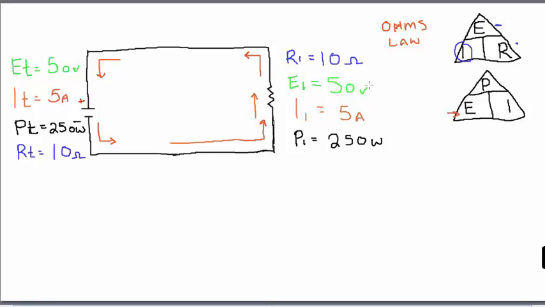And you can check that algebraically. You can say, well, my amperage here is equal to my voltage divided by my resistance. So my voltage divided by my resistance, 50 divided by 10, must equal 5.